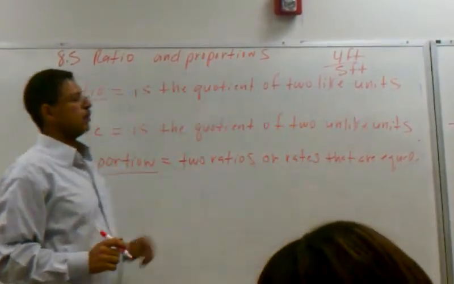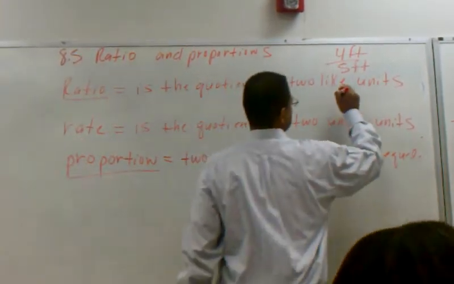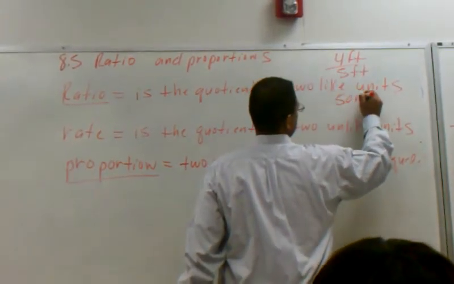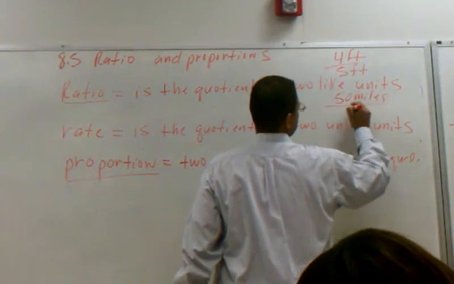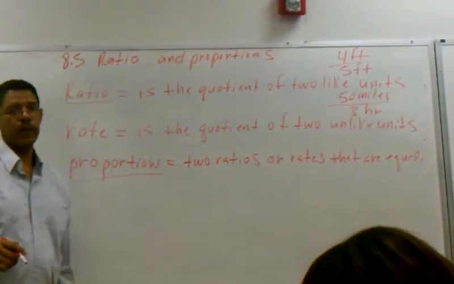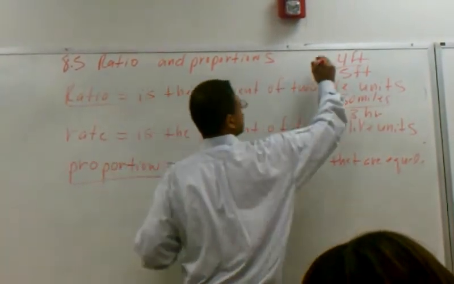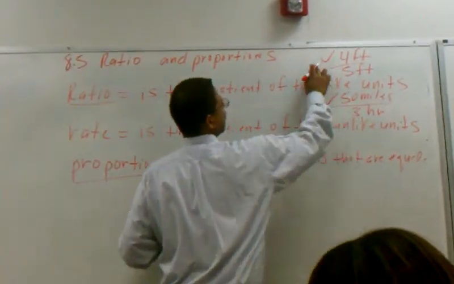Now, a rate is different. A rate is something like miles per hour. If I take 50 miles in 3 hours, this is called a rate, okay? Like when you're driving on the freeway, your rate of speed. So that's called a rate problem. Just know the difference between a ratio and a rate, okay? That's a rate and that's a ratio.